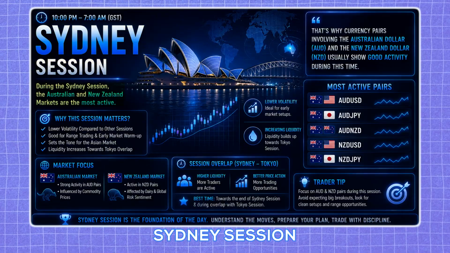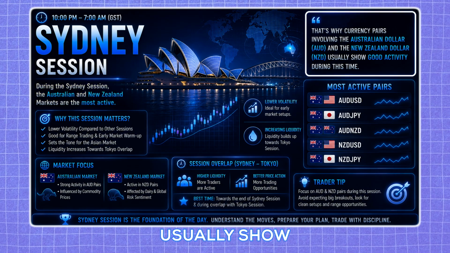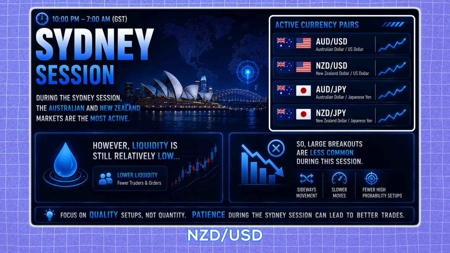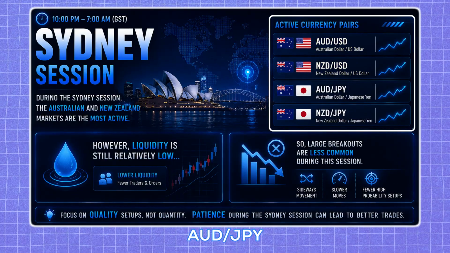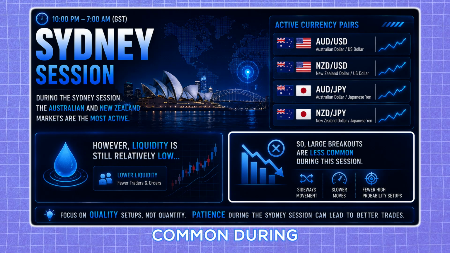Sydney session. During the Sydney session, the Australian and New Zealand markets are the most active. That's why currency pairs involving the Australian dollar, AUD, and the New Zealand dollar, NZD, usually show good activity during this time. For example, AUD/USD, NZD/USD, AUD/JPY, NZD/JPY. However, liquidity is still relatively low, so large breakouts are less common during this session.